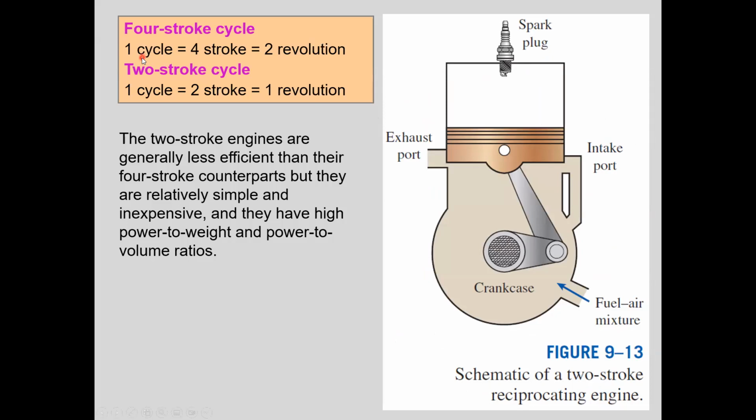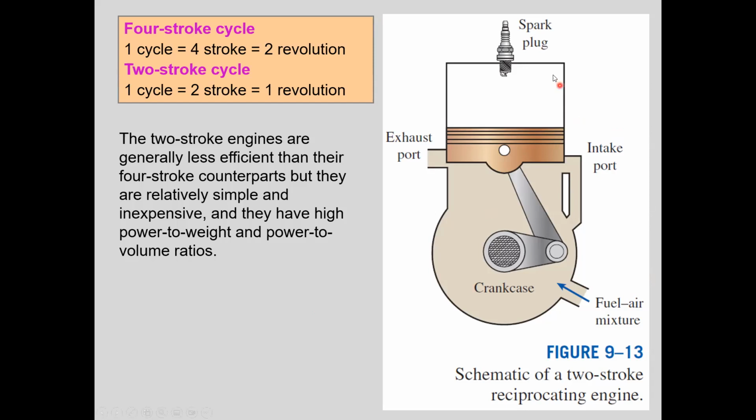And 1 cycle is equal to 2 revolutions in the 4-stroke. And in a 2-stroke cycle, 1 cycle is equal to 2 strokes. It is equal to 1 revolution. This is the advantage of the 2-stroke cycle. And as a result, in the 2-stroke cycle, you produce more power. Why? Because you have the combustion in every 2 strokes.